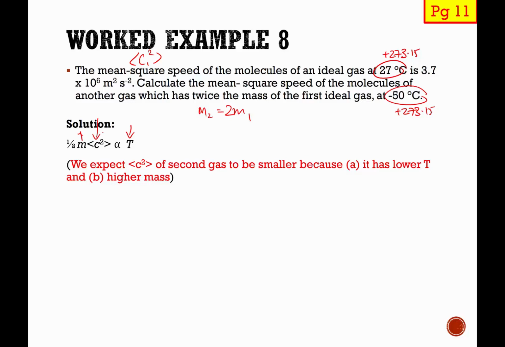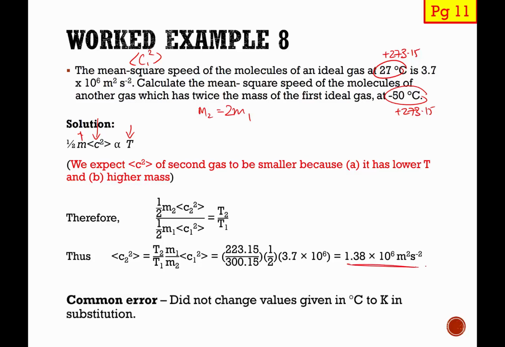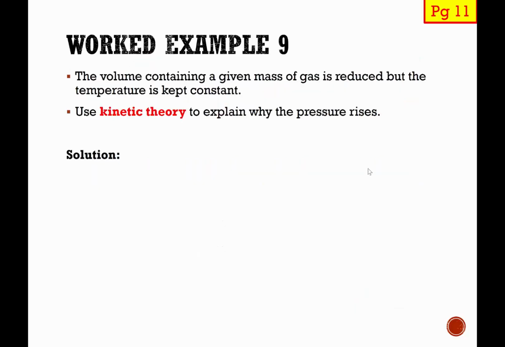So the way to solve this kind of question is really just to take KE of the second mass divided by KE of the first mass to be equal to the temperature of the second mass divided by the temperature of the first mass. And then all I need to do is just to substitute into the equation the values that are already given, and then I can find out the solution. So the common error for this particular question is that students forget to change the value given in degrees Celsius into Kelvin. So do take note of this kind of error and don't make them yourself.